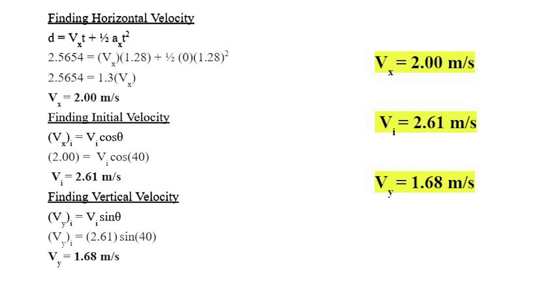Plugging in our values from the first toss of the experiment, we got a horizontal velocity of 2 meters per second, an initial velocity of 2.61 meters per second, and a vertical velocity of 1.68 meters per second.